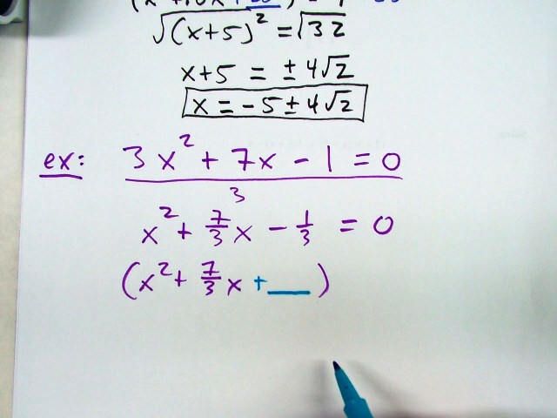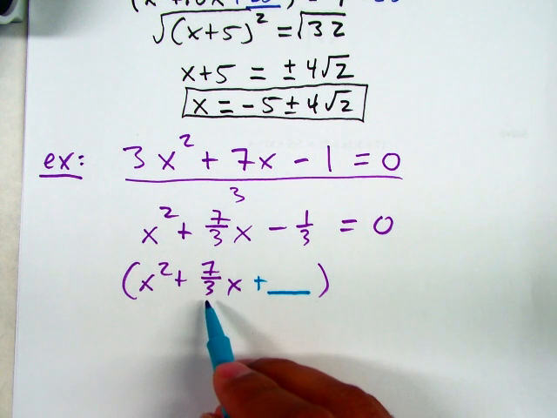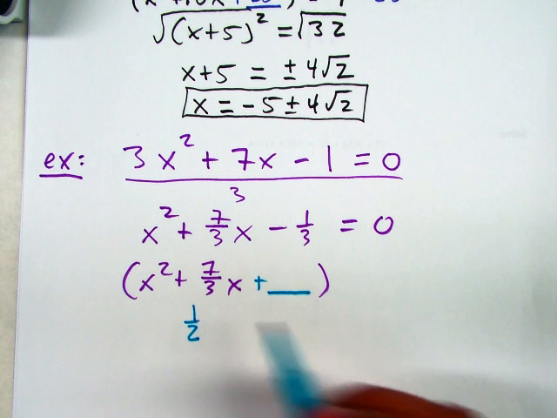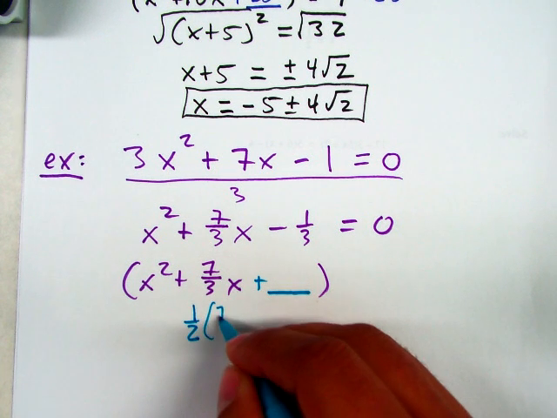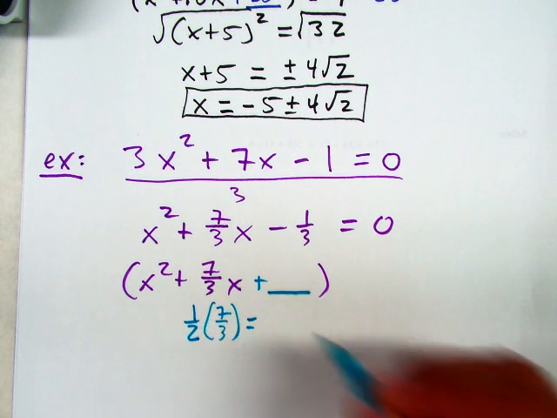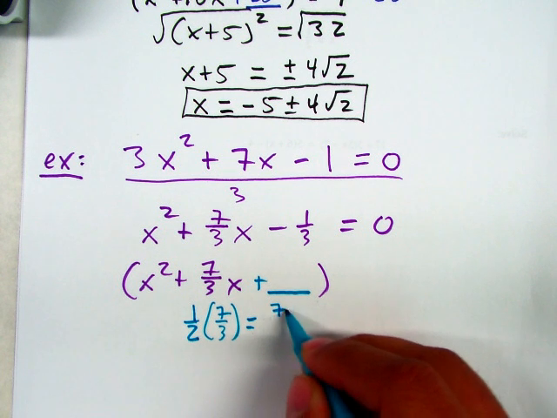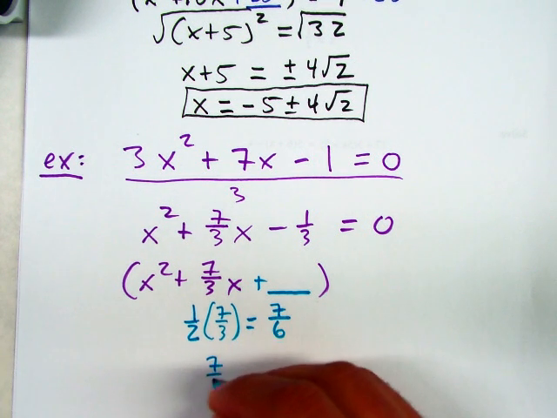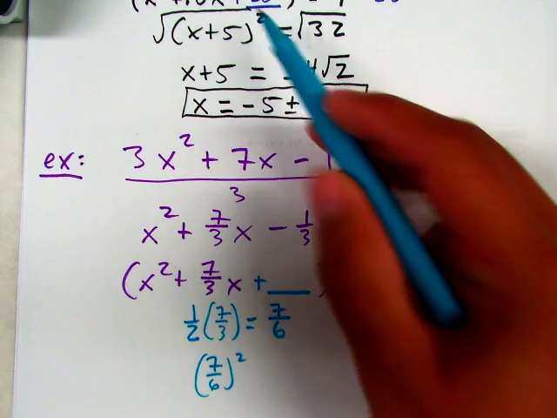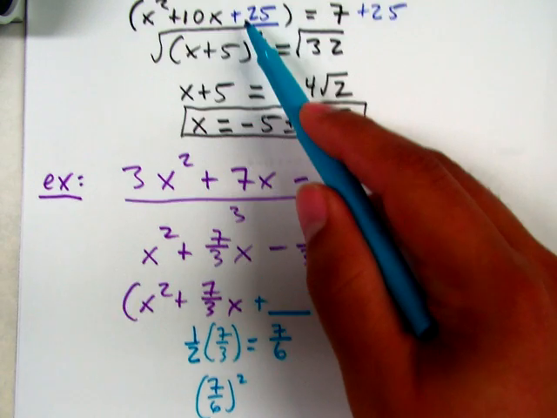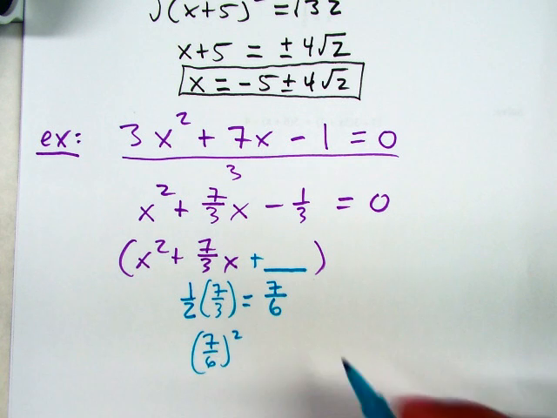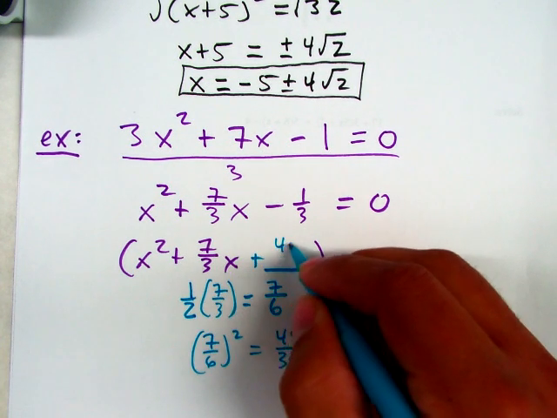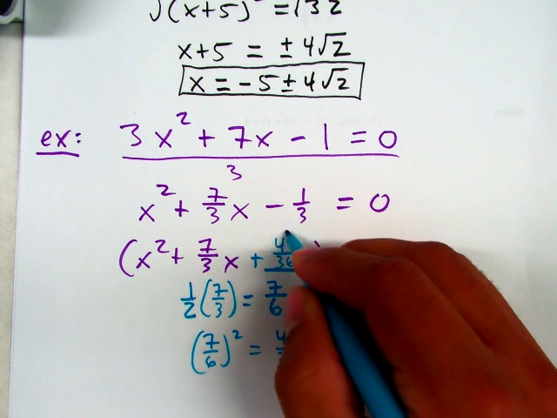You take half of this middle number. So I'm going to actually write it out because it's going to help. Trust me. Half of 7/3, we figured that out. That's going to be 7/6. Everybody with me? And then you're going to take 7/6 and square it, just like we took half of 10 to get 5 and then squared that to get 25. We do the same here and we get 49 over 36. I'm going to put that right here. 49 over 36. That was my mystery number.